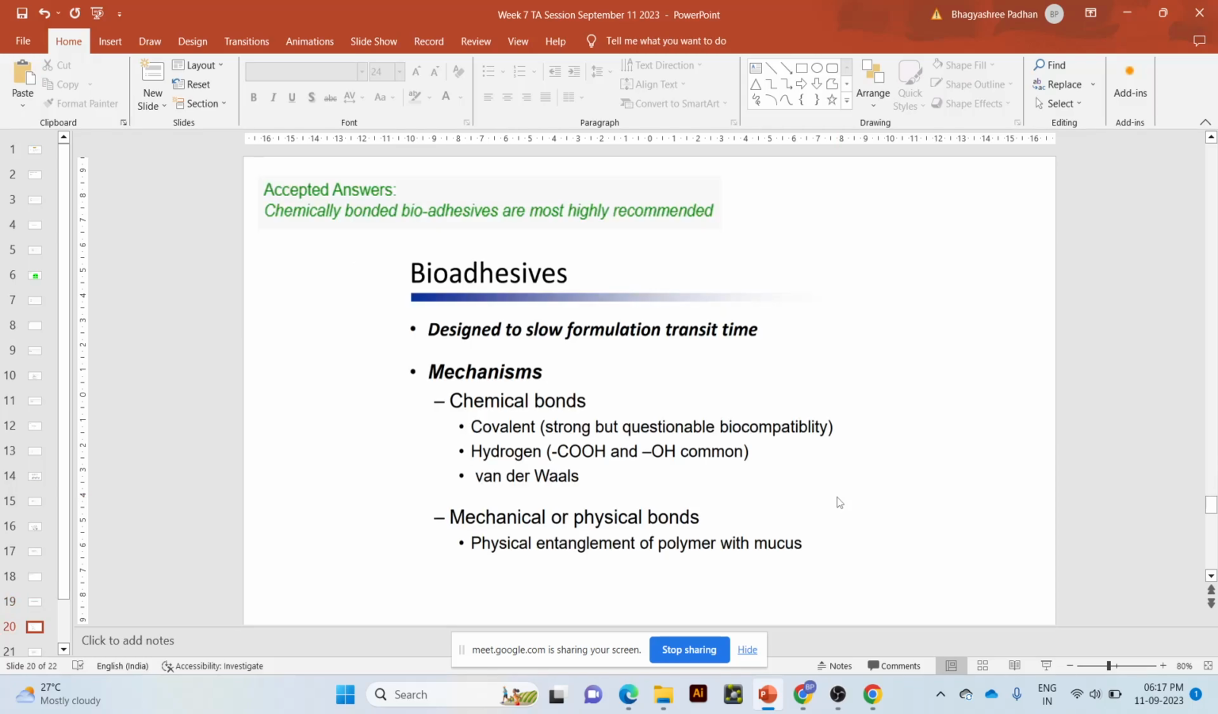Okay. Chemically bonded bioadhesives are most highly recommended is the correct answer. This is a false statement for bioadhesives. So bioadhesives are basically designed to slow formulation transit, and they can have chemical bonds, but most preferable are hydrogen bonds or van der Waals. And mechanical and physical bonds, it can be physical entanglement of polymer with mucus. Chemical bond or covalent bond is questionable because of its biocompatibility.